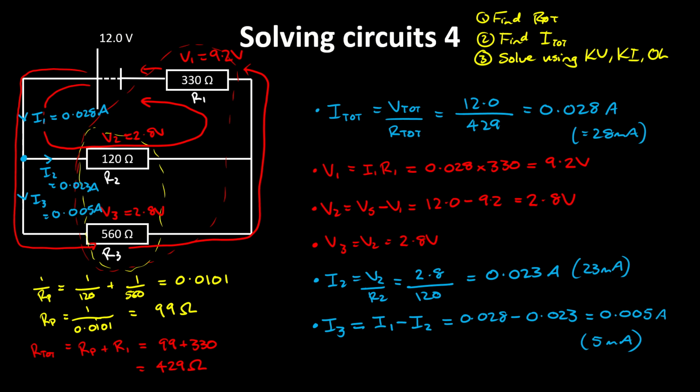So that's how you go about solving circuits. Those first two steps are always the same: find the total resistance, then find the total current using Ohm's law. Then you use Kirchhoff's voltage rule, Kirchhoff's current rule, and Ohm's law as you can, to solve for the rest of the things in the circuit.